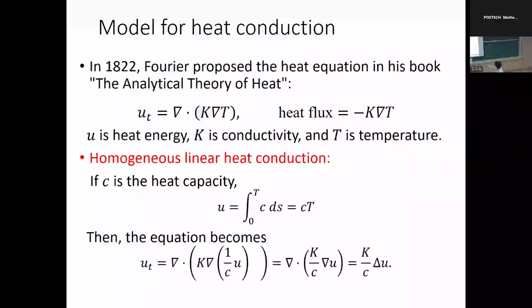Now we have this. Okay, so it's a homogeneous linear case. U is this relation. Now temperature is U over C. Put that thing here, then you can get this. Now K and C are constant, then you can take them out, and then you can write this. So this is the heat equation, the simplest. This one is by Fourier, 1822.